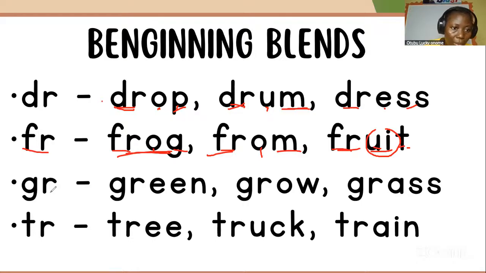G and R says grr, like great. We have it in words like green, grow, grass. Green with E, grow with O, grass with A.